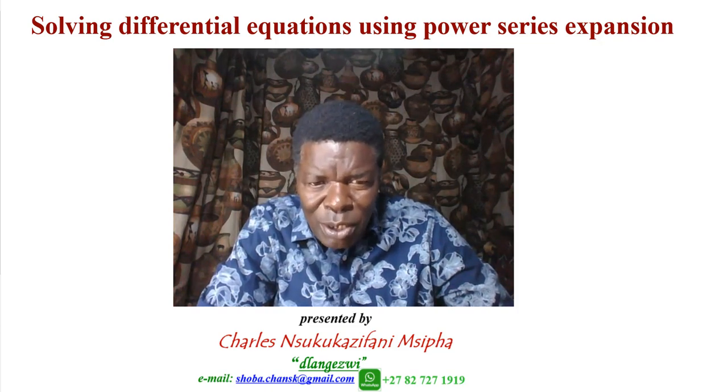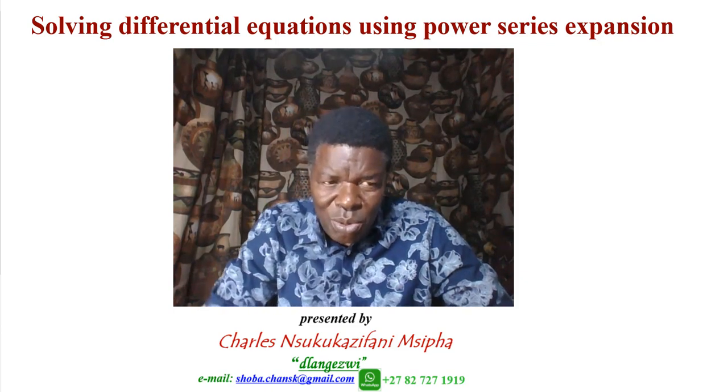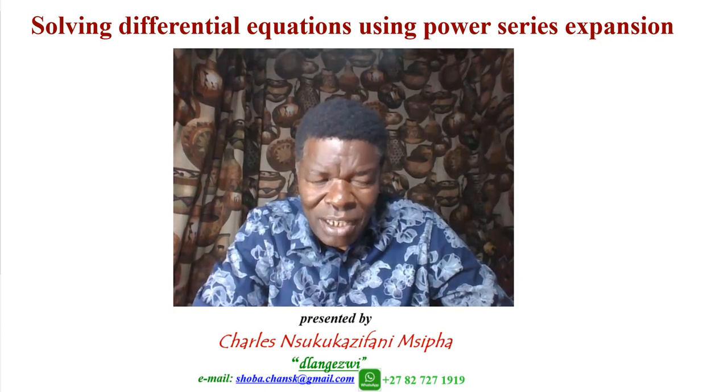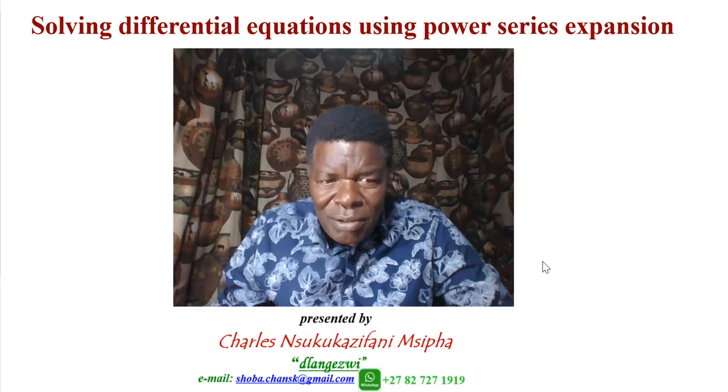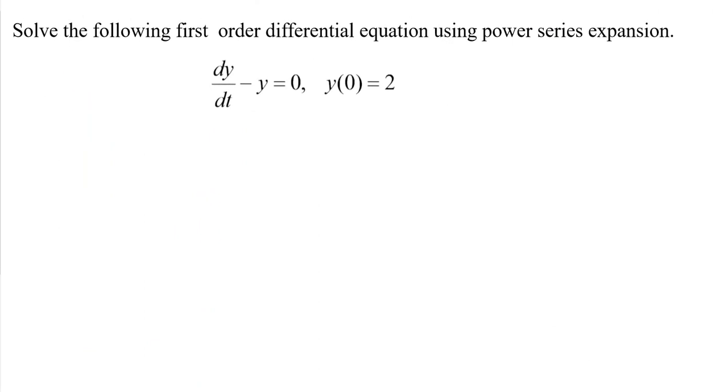At the end, I would like you to convince yourself that the solution we get as a power series expansion is actually equivalent to the solution we get when using the integration factor or the method of undetermined coefficients. So the problem is as follows. We are to solve a first order equation, dy/dt minus y equals 0, given that y(0) is equal to 2.